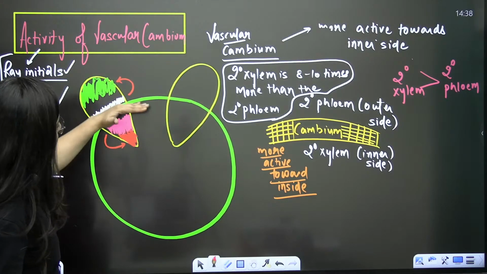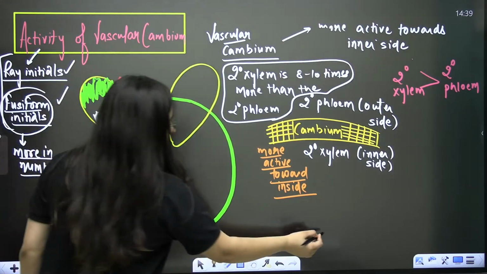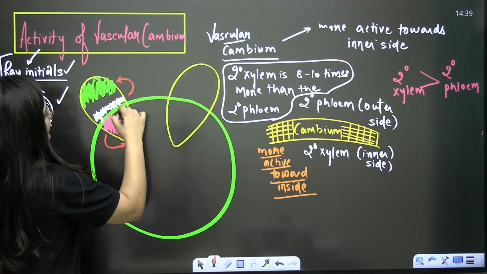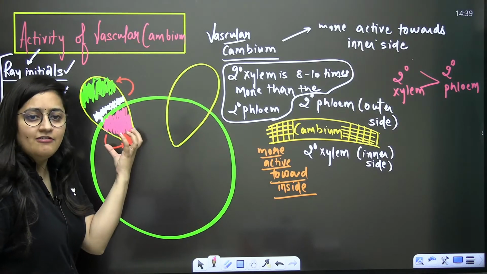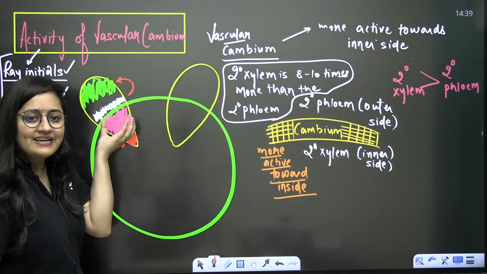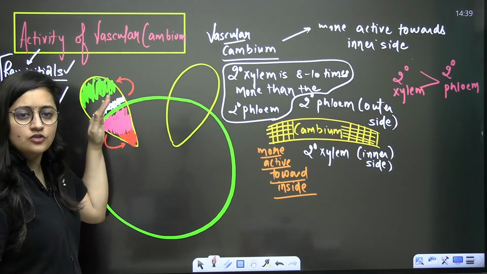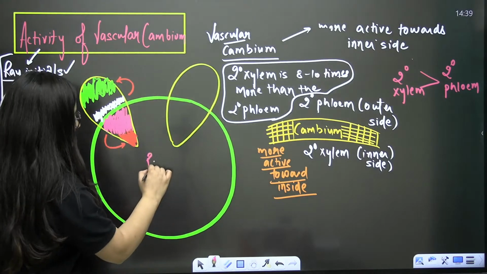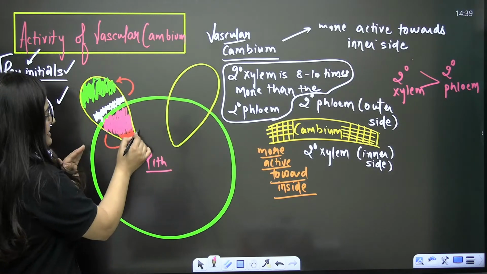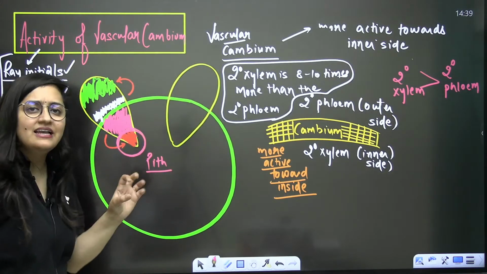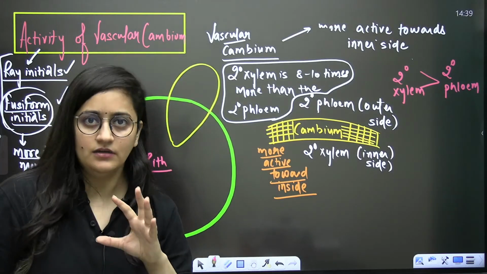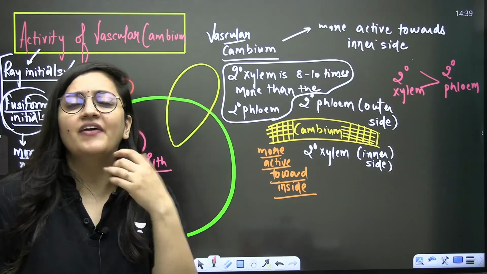Now, obviously, it is exerting a pressure because the growth of secondary xylem is too much. It is going to exert a pressure on this primary xylem and on the pith as well. But somehow, your primary xylem will remain intact. It will not get affected that much.